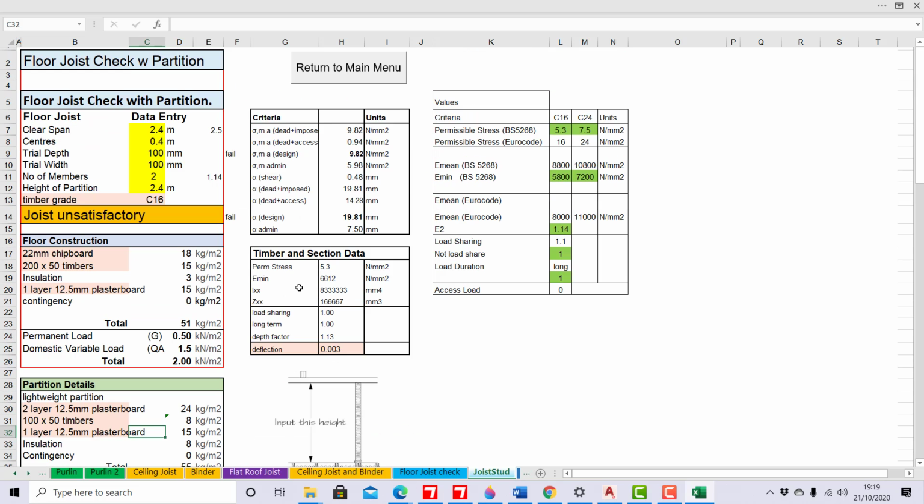Is it EC3 or EC5? I can't remember. I don't use the Eurocodes enough.